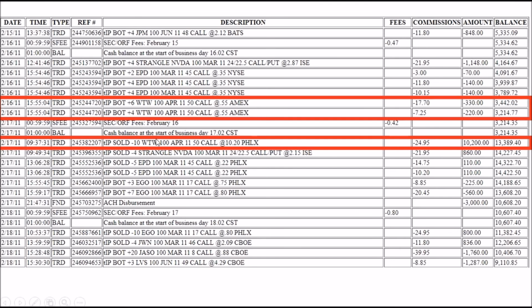The next day, I sold the 10 contracts of Weight Watchers at $10.20 for $10,200. I turned $550 into $10,200 in one day. This is a real trade I took. This is straight from my brokerage account.